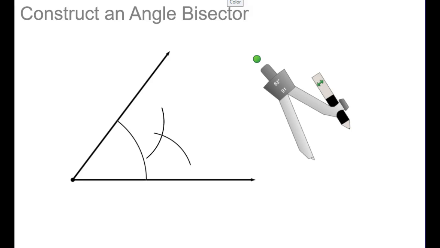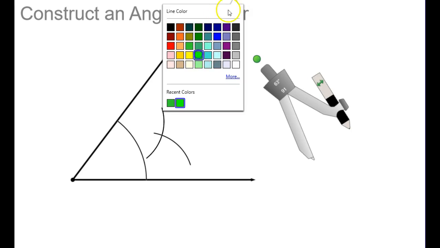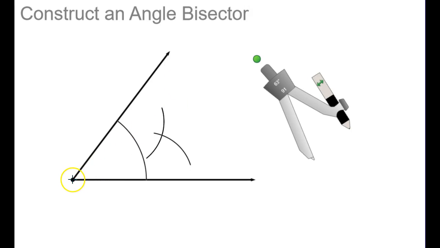Now we're going to construct a line going from the vertex through where these arcs intersected. Okay, and that is your angle bisector for this angle. So if I would take the value of this angle, it would be congruent to the value of this angle. Okay, so that's how to construct an angle bisector using a compass.